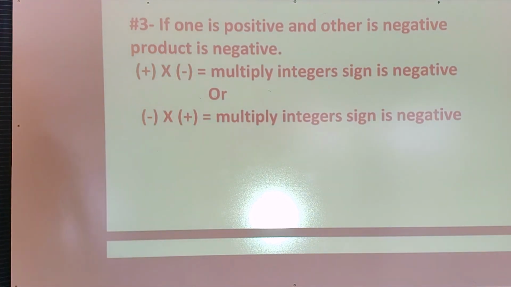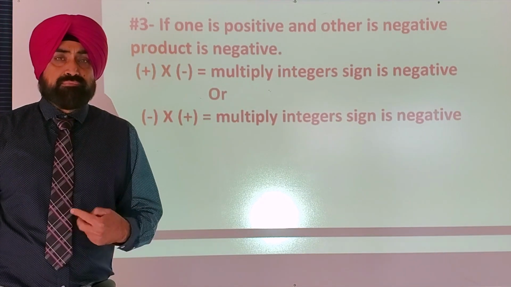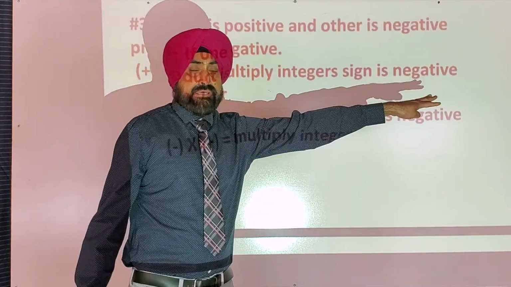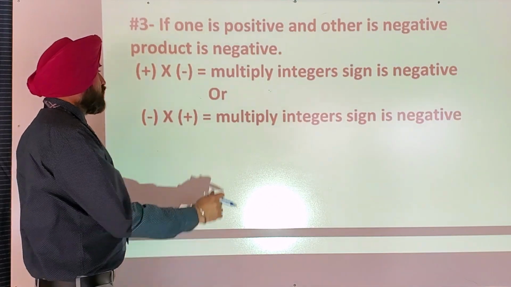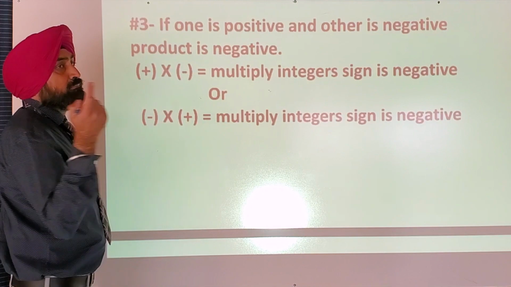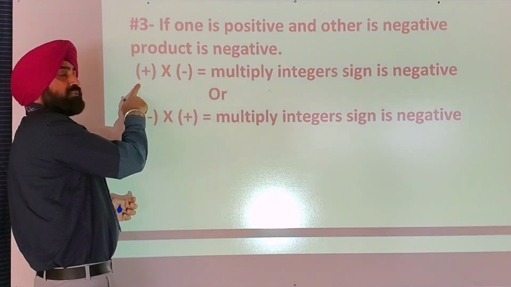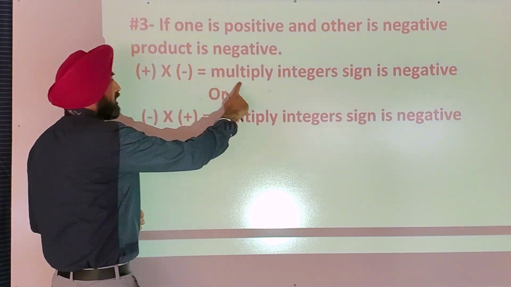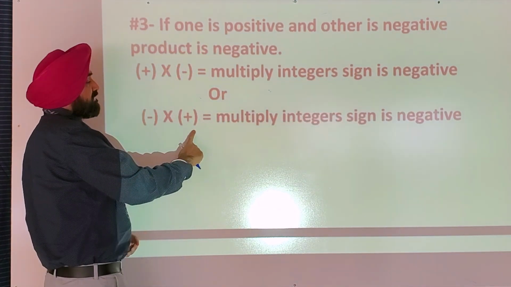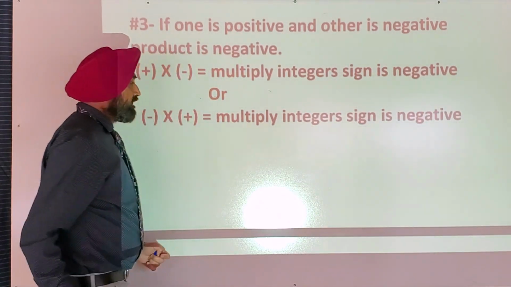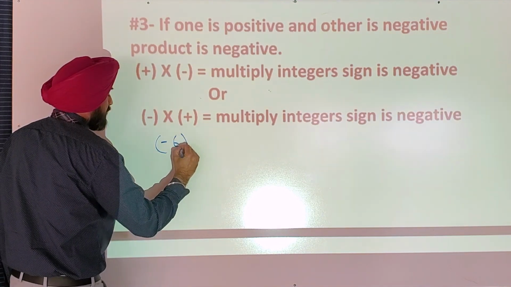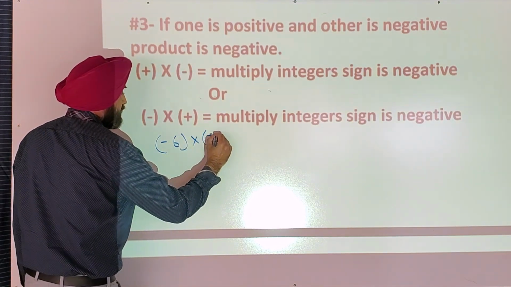The third rule is if there are two integers with different signs. One is positive, one is negative. So what we do first: multiply the integers, and the sign will be negative. For example, the first integer is positive, the second is negative. Multiply and the sign is negative. Or it could be first negative and second positive, same thing. Multiply, the sign is negative. For example, if I do negative 6 times positive 7.